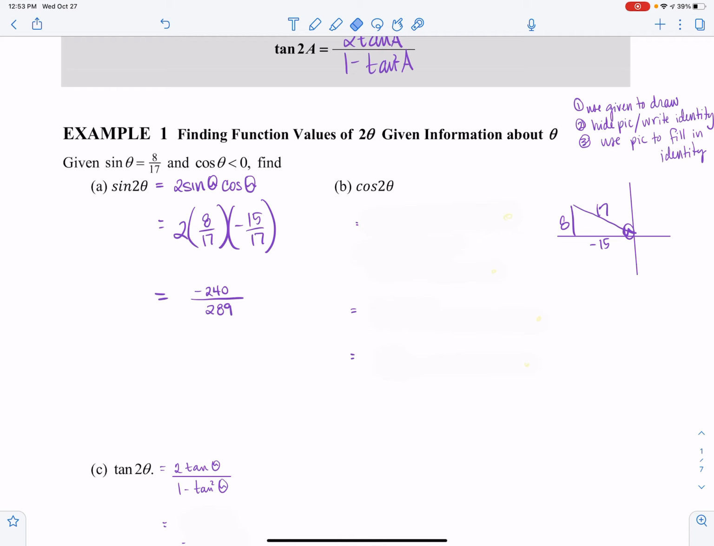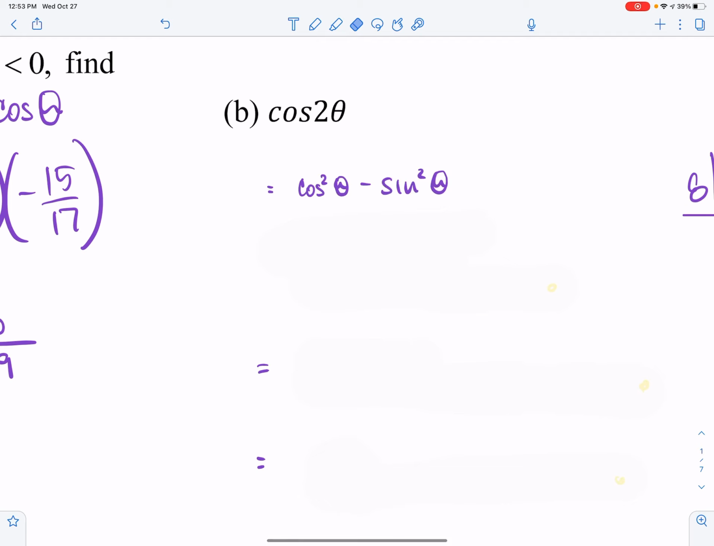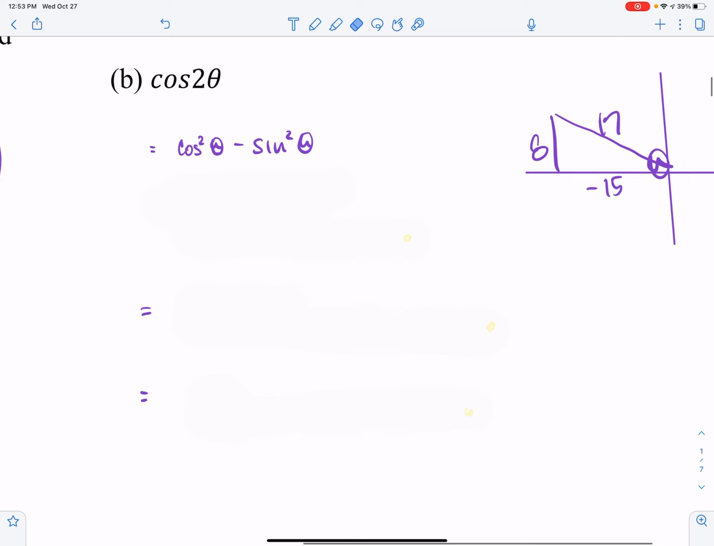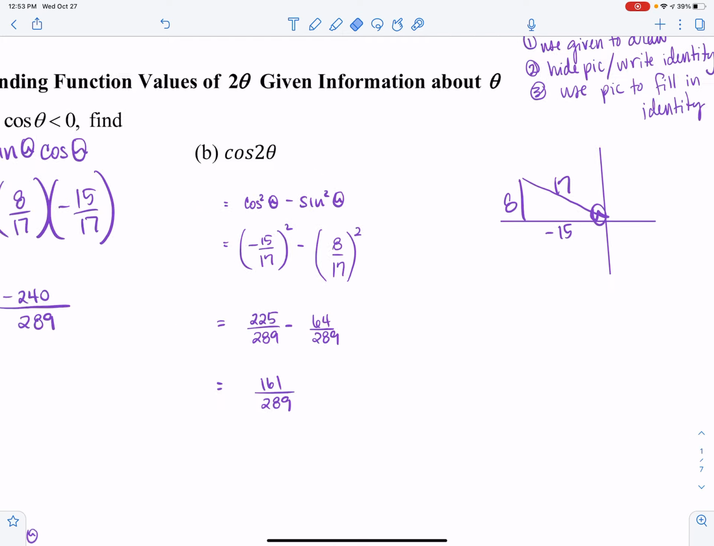So let's do the exact same thing for cosine double angle. The picture's already drawn, so I'll hide the picture. Let's go ahead and write the identity. You could choose any one of the 3 identities that you have for cosine double angle. I just so happen to use the original one. Once I have that, I can use my picture to plug in. On this one, don't forget that you are squaring. When you find the cosine value, make sure you square it. When you find the sine value, square it. Then I'll use the order of operations. I'll do my squaring first, and then I'll subtract my fractions to get 161 over 289.